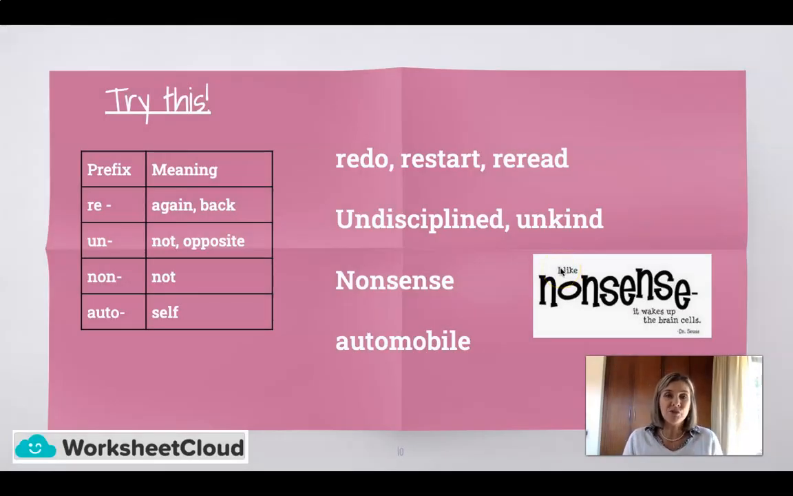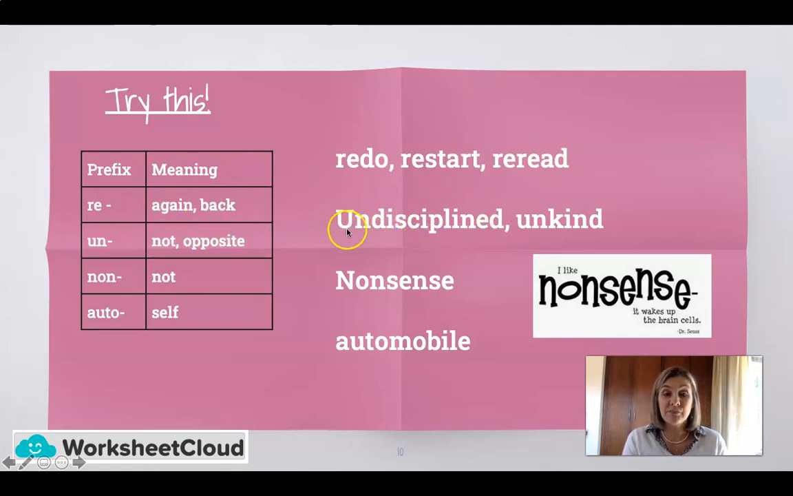Let's go on to this for today. So I've given you some prefixes on the left-hand side. Re means again or back. Un means not or opposite. Non means not. And auto means self. So if we look at some of these words, to redo something means to do it again. To restart means to start again. To reread means to read something again.